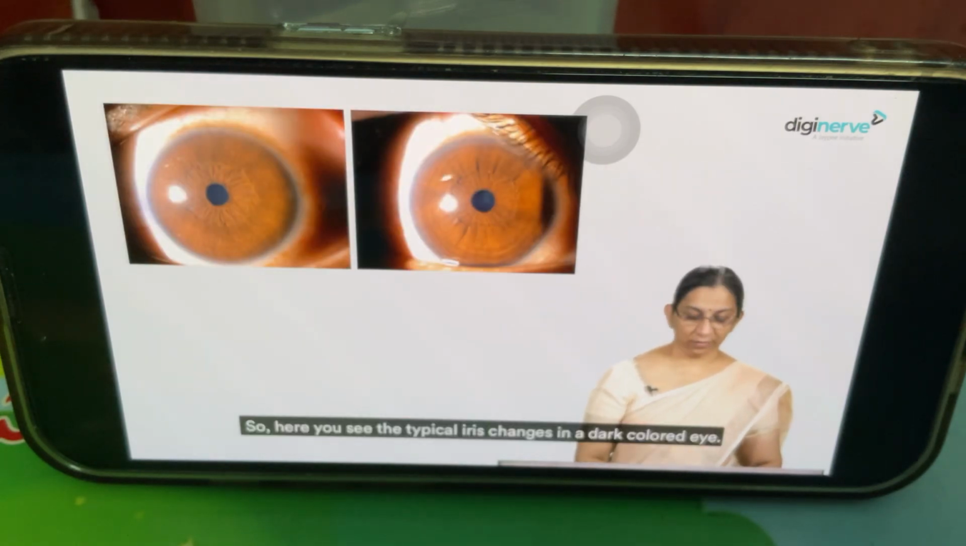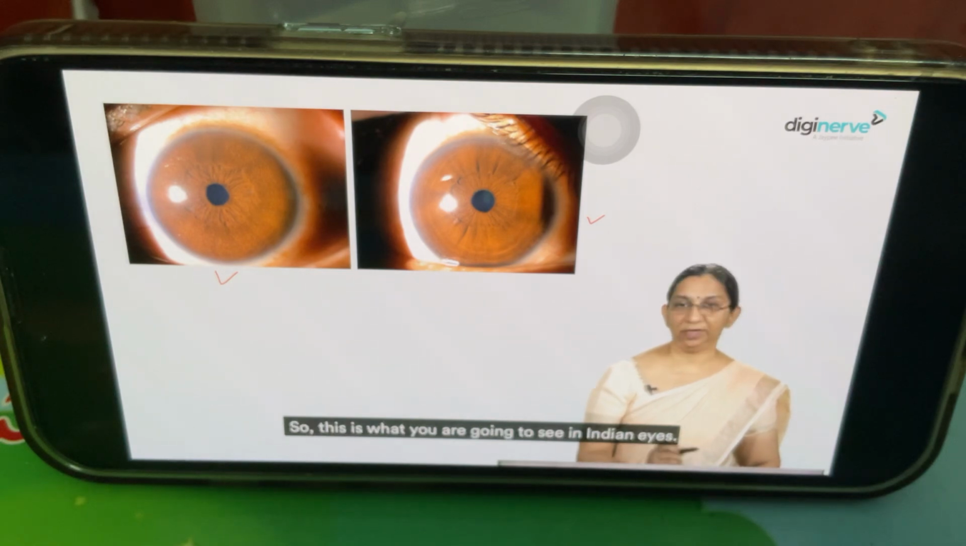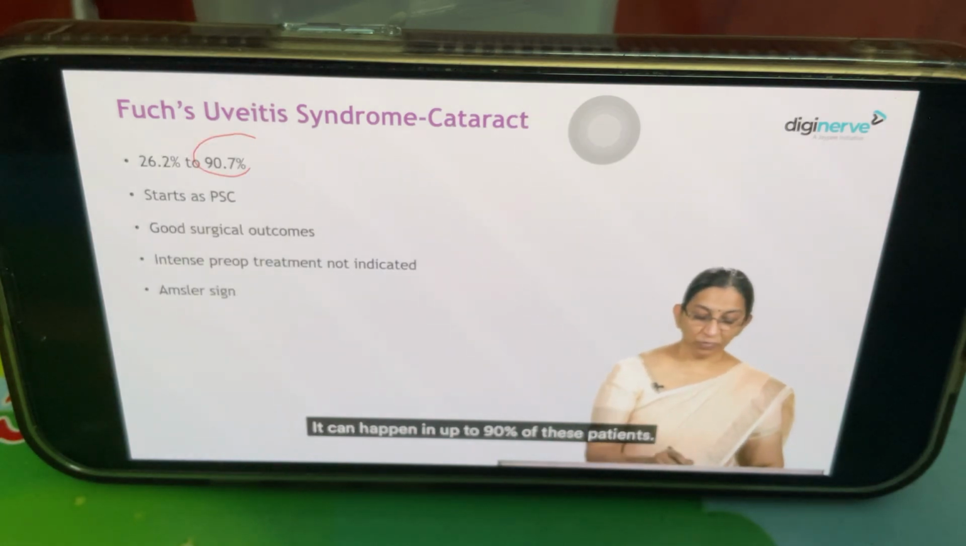So here you see the typical iris changes in a dark-colored eye. This is the normal eye. Here you can see that the iris pattern is lost and you can see the moth-eaten appearance of the iris. So this is what you're going to see in Indian eyes. A posterior subcapsular cataract is a very common finding in Fuchs uveitis. It can happen in up to 90% of these patients.